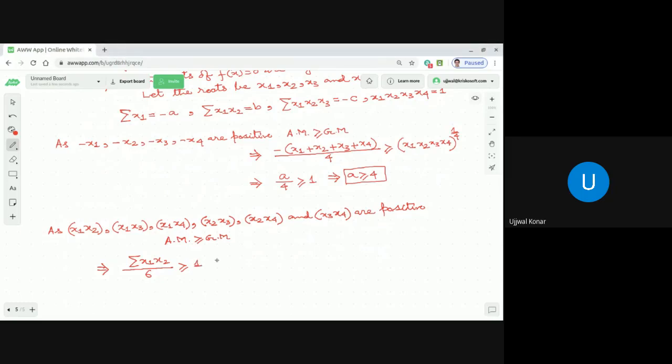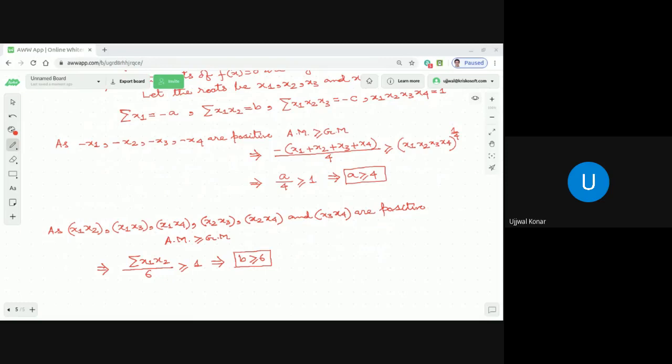Are you getting my point, dear students? Yes. So what is the sum of x1x2 and so on? It is nothing but b. So b is greater than or equal to 6.